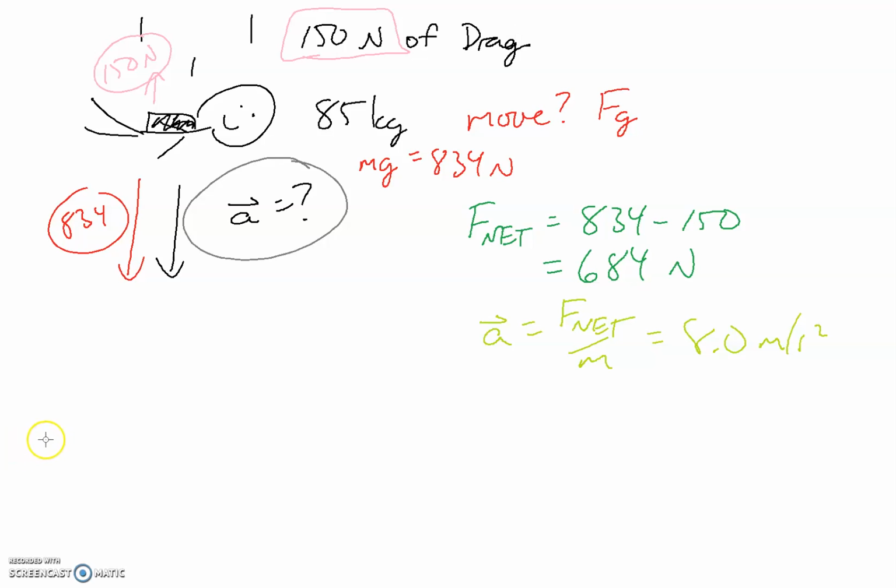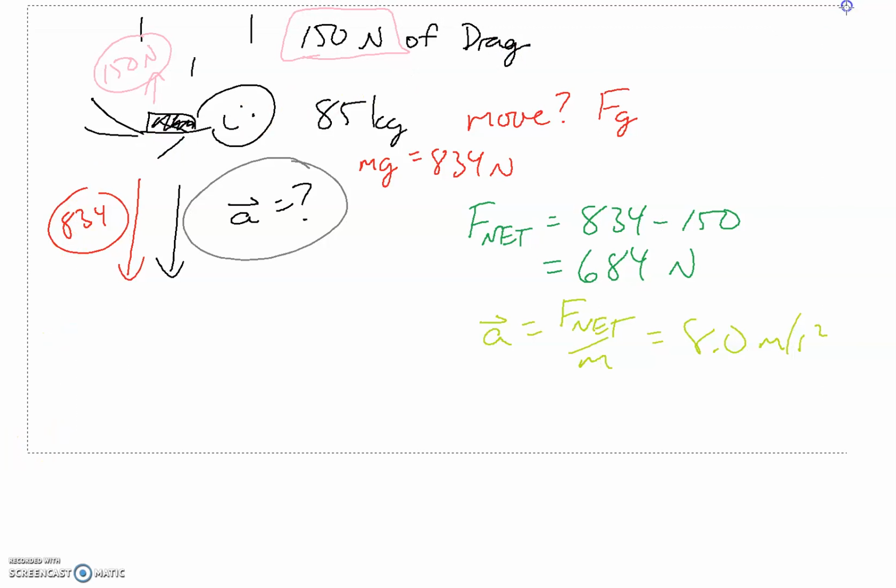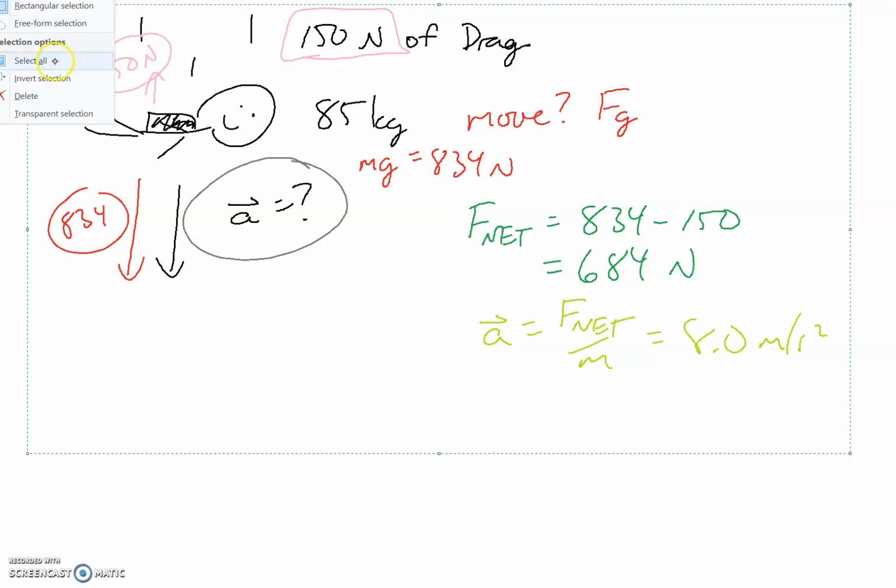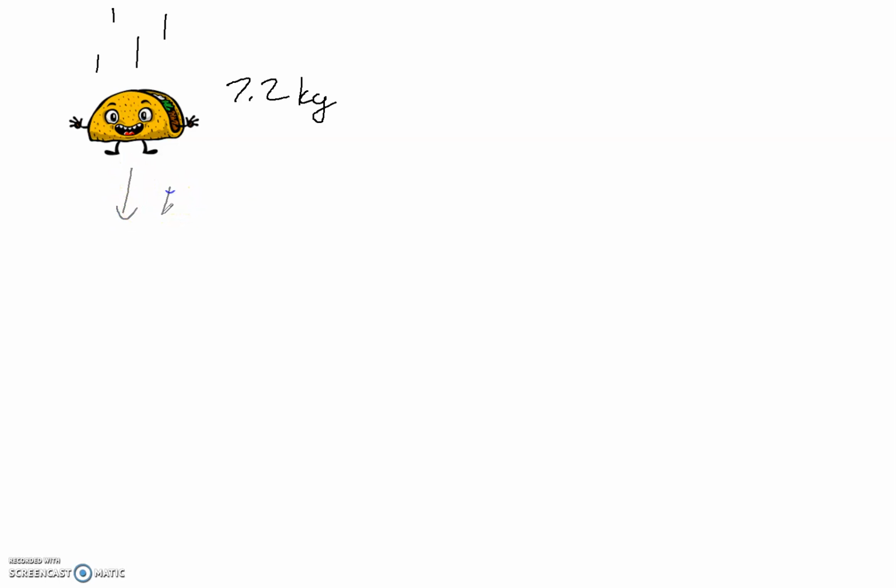Okay, so let's take this out here and just try one more. Let's have something else fall. Okay, so let's try another one. Here we have a taco that is falling down. Let's say our taco is a 7.2 kilogram taco, and he's falling, and let's say he's accelerating at 1.6 meters per second squared, and I want to know what is the force of drag on the taco.